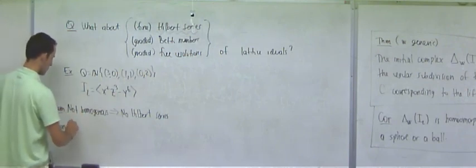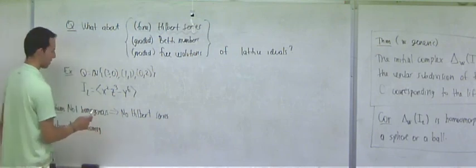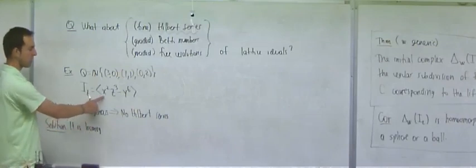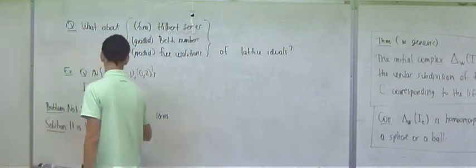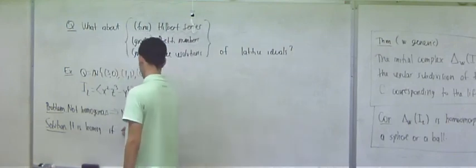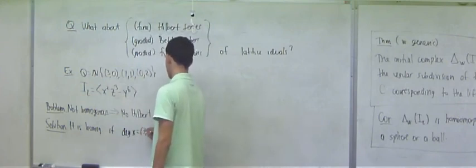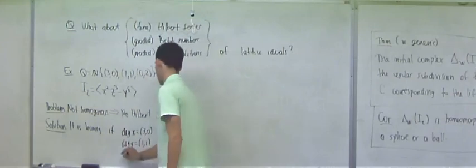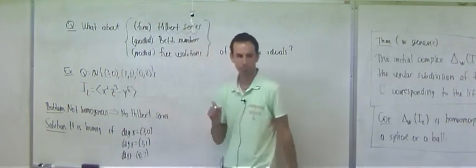So the solution is that it is homogeneous as long as we change the grading. Okay? So we don't want x to have degree 1, y to have degree 1, z to have degree 1. What we're going to do is say that the degree of x is going to be (3,0), the degree of y is going to be (1,1), and the degree of z is going to be (0,2). Okay.